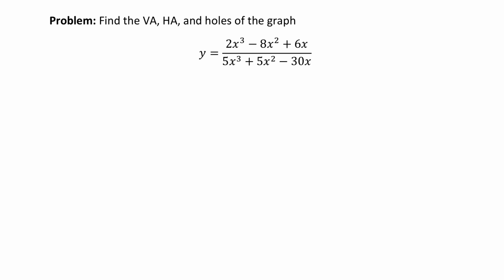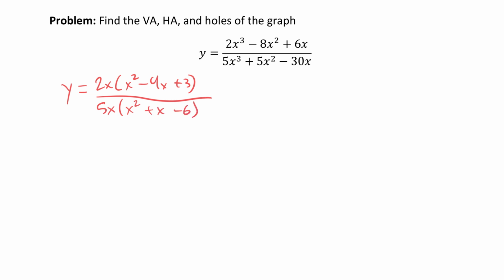All right, hopefully you gave it a try. What we need to do, of course, is some factoring. So we can notice that there's a 2x in the numerator. That'll give us x squared minus 4x plus 3. In the denominator, we'll notice there's a 5x. That'll give us x squared plus x minus 6. Then we'll keep working on it.